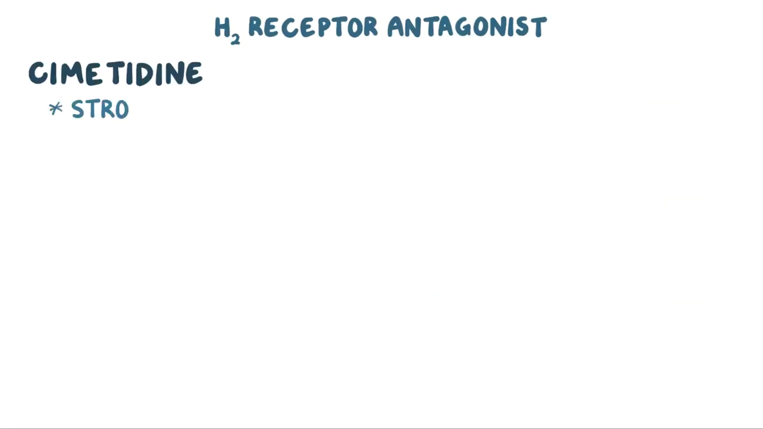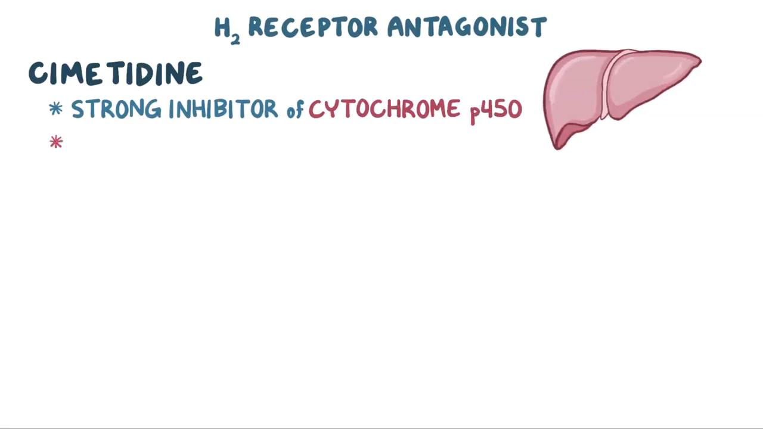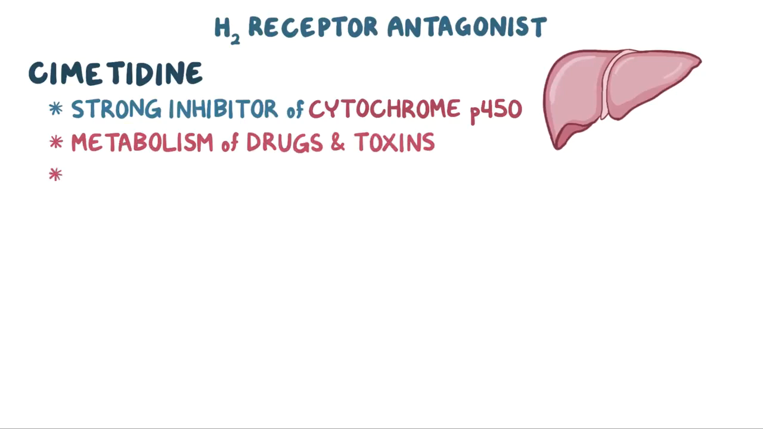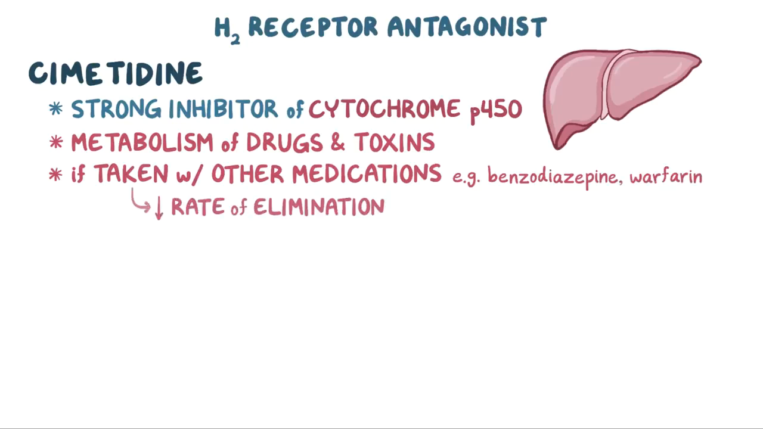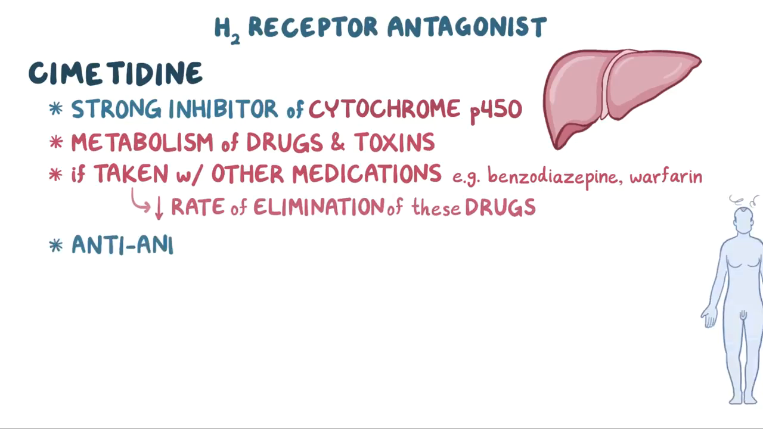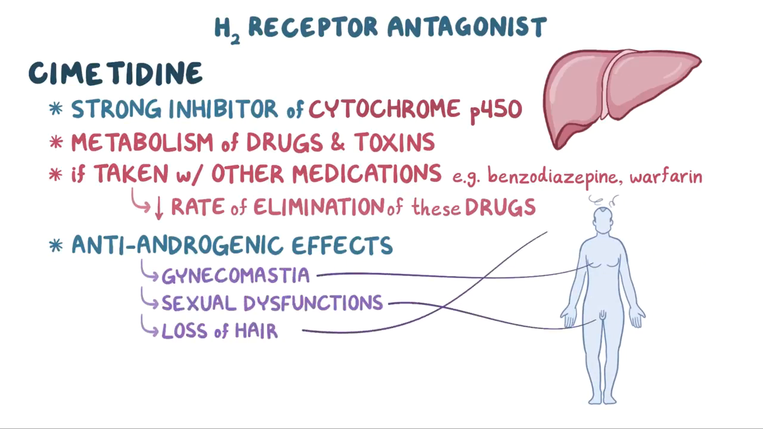Now, cimetidine is a strong inhibitor of cytochrome P450 enzymes in the liver. These enzymes are responsible for the metabolism of a variety of drugs and toxins in our body. So if taken with other medications, like benzodiazepines or warfarin, cimetidine could reduce the rate of elimination of these other drugs and cause them to build up in the body. Cimetidine also has anti-androgenic effects and could cause gynecomastia, sexual dysfunctions like decreased libido, and loss of hair, or alopecia. Since it crosses the blood-brain barrier, it could also cause confusion and dizziness.